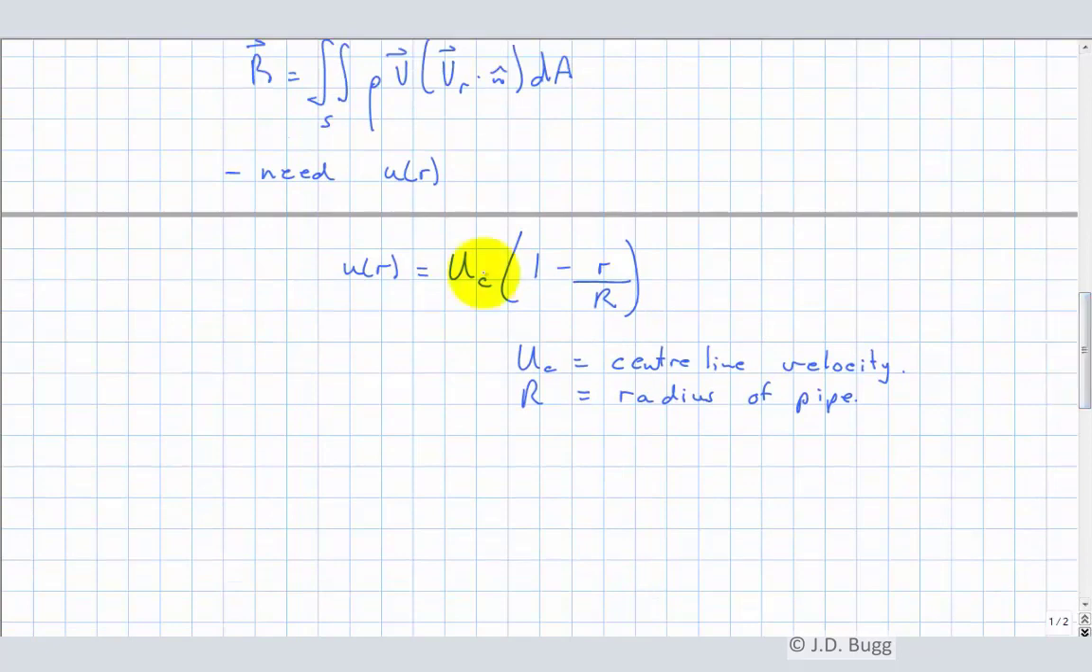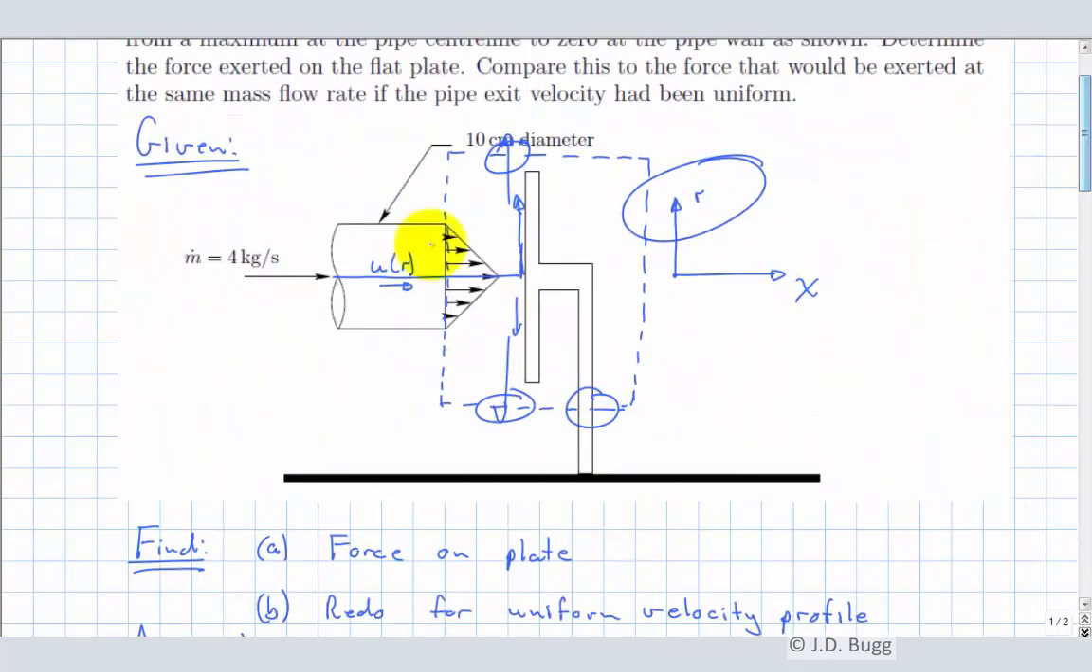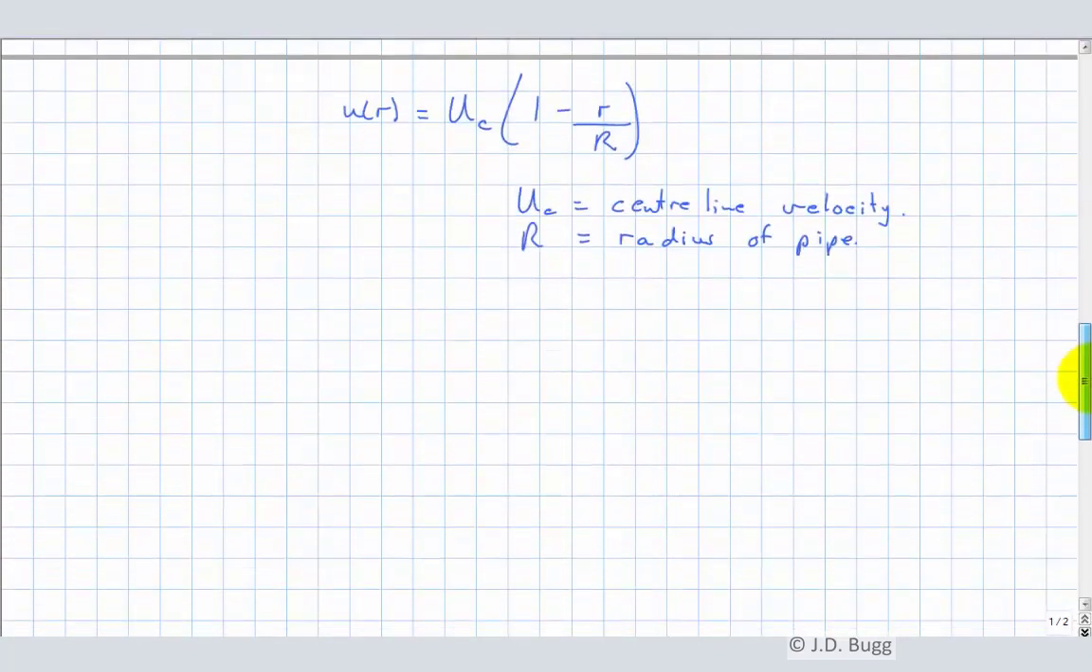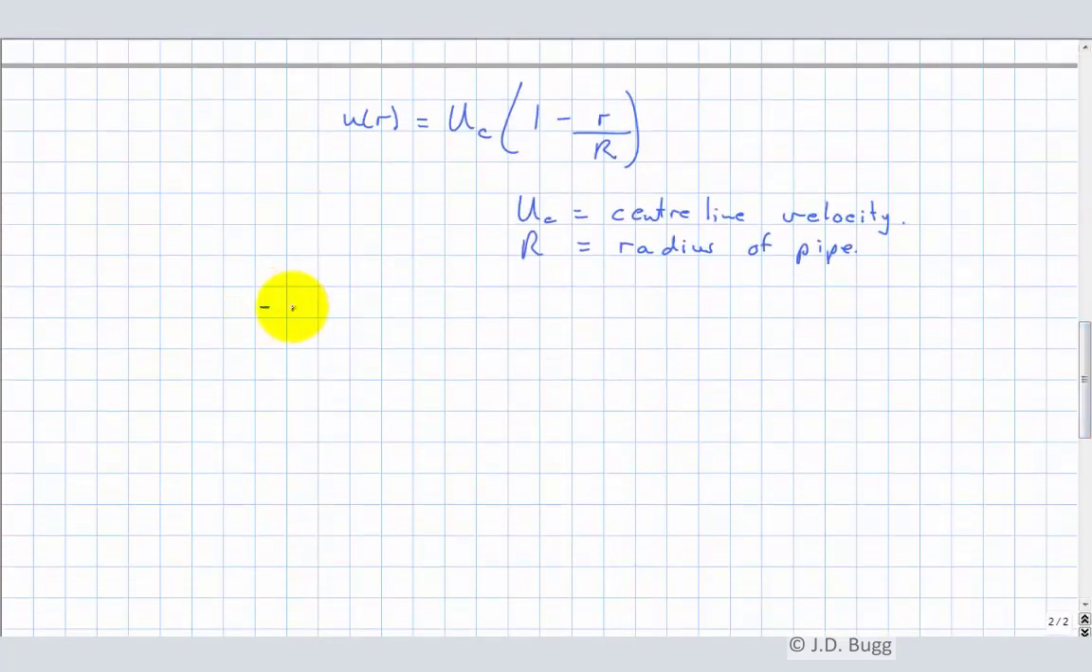Now the only problem with this is we don't know what this uc is. We do not have a number for that. What we are told about the flow coming out of here is that its mass flow rate is 4 kilograms per second. So we need to think about conservation of mass here a little bit in order to get that center line velocity, so we can return to our linear momentum equation and calculate the force in this reaction. So that's what we're going to do. We need to get the center line velocity from the mass flow rate.